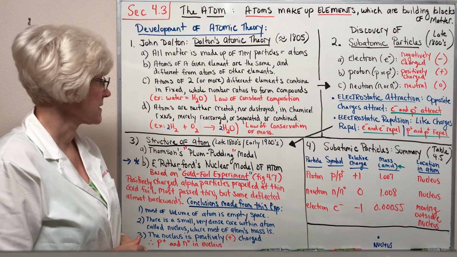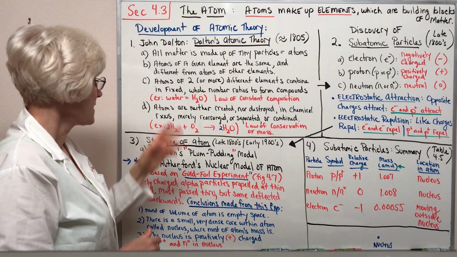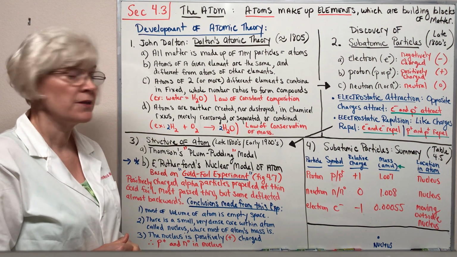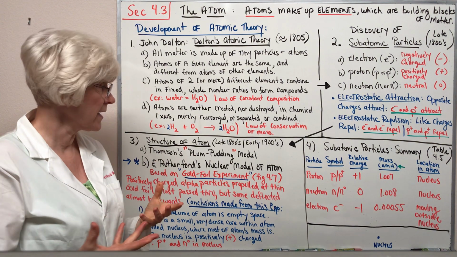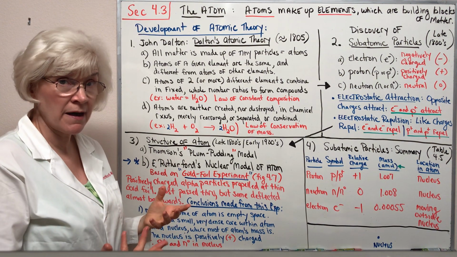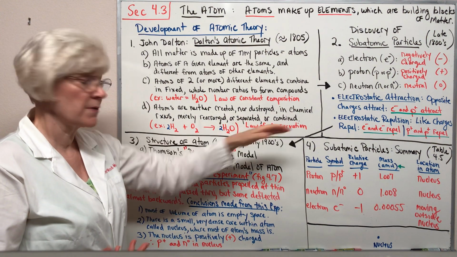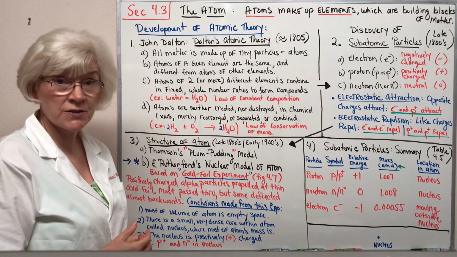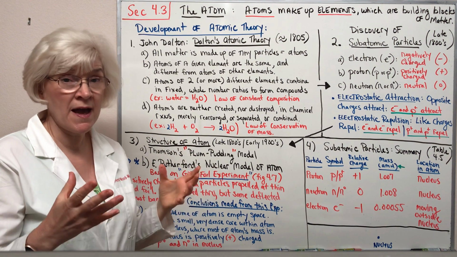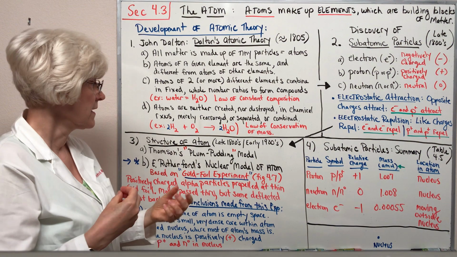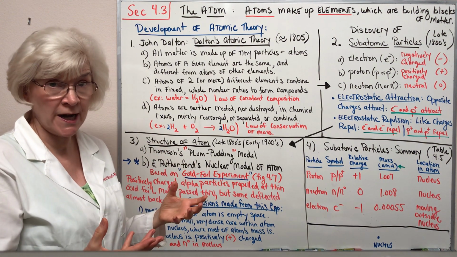The last point of Dalton's atomic theory is that atoms are neither created nor destroyed in chemical reactions. They're merely rearranged, or separated, or combined in new and different ways. So from this, we understand the law of conservation of mass, that we're not creating mass or destroying mass in chemical reactions, just merely rearranging, reassembling, or separating.